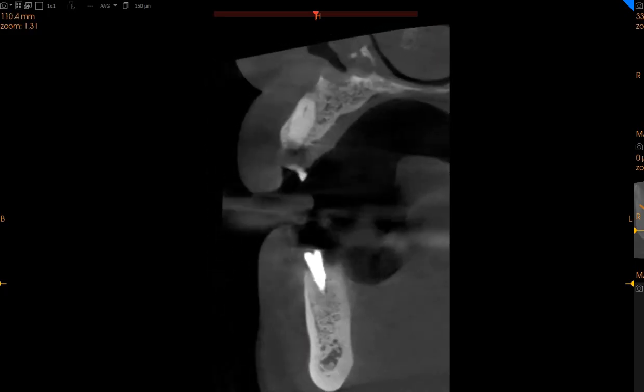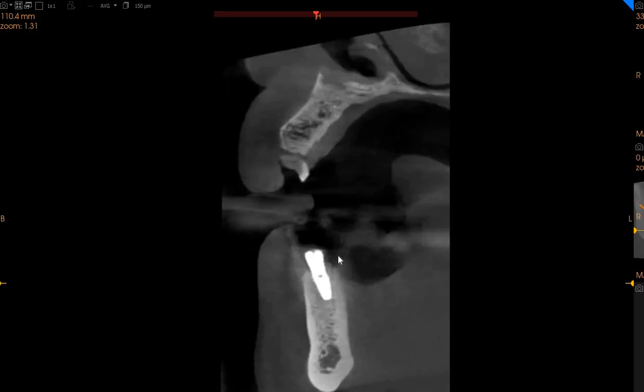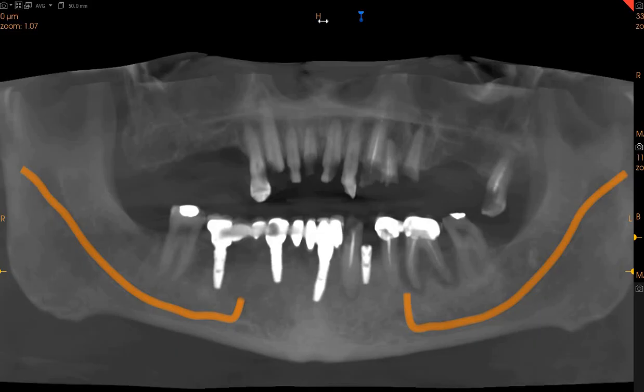This is the implant on the lower left side. This is an unrestored implant. We've got approximately 3 millimeters of substance outside. We don't know if this is a healing abutment or if this is an implant itself.